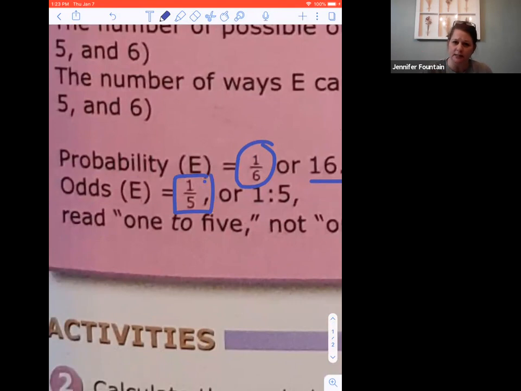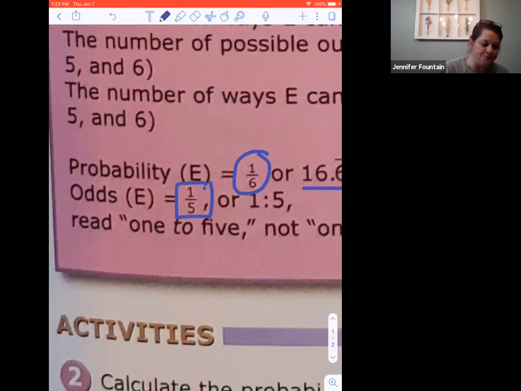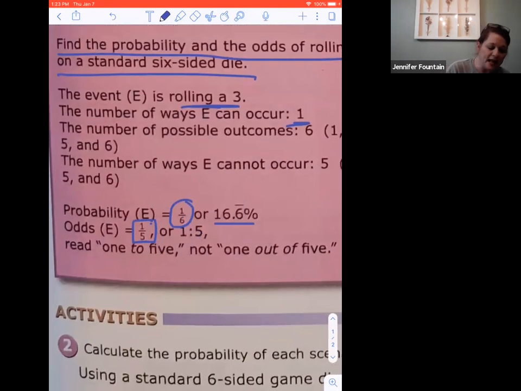Does that make sense? Is everybody okay with that? It sounds confusing at first when you're saying, oh, this is the number of ways that it could happen compared to all the possible ways, or the number of ways that it could happen compared to the ways that it couldn't happen. All that means is I take the number of chances that it could happen away from the total of chances. So I still need to know my total, subtract my chances from that.